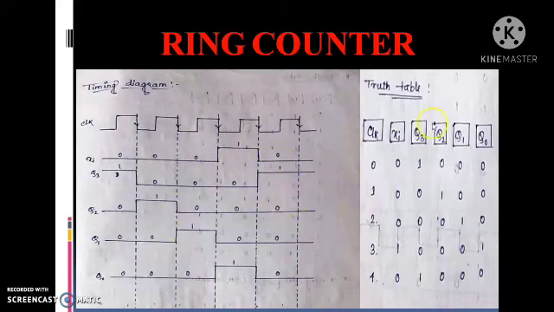Similarly for Q3: clock pulse 0, Q3 is 1; clock pulse 1, Q3 is 0; clock pulse 2, Q3 is 0; clock pulse 3, Q3 is 0; clock pulse 4, Q3 is 1. Similarly, Q2, Q1 and Q0 follow the same process.